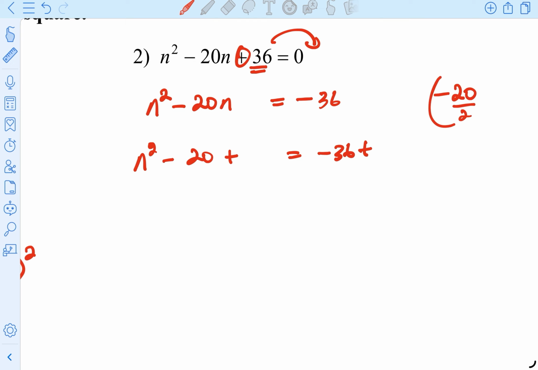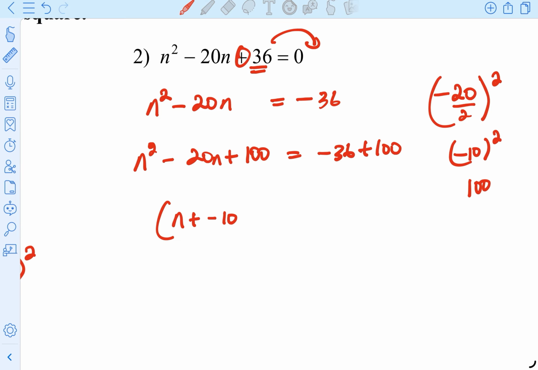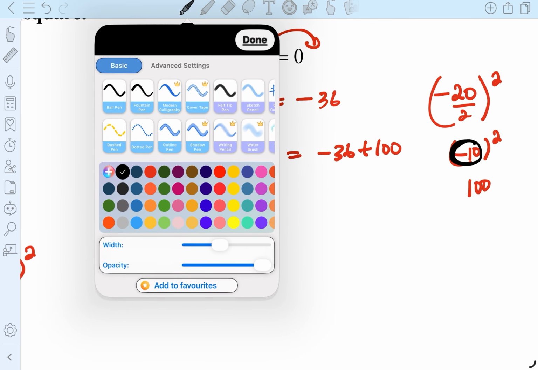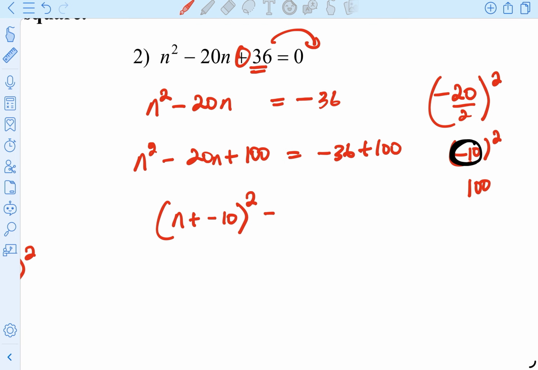Negative 20 divided by 2 squared. This will become negative 10 squared, which is 100. So this will become 100 here, 100 here, right? This should be 20n. So let's simplify. Well, on this side, it will become n plus what goes here? Negative 10. What goes here is, let me use black ink so we can see, what goes there is this number, negative 10, right? Squared is equal to what's negative 36 plus 100? 64.